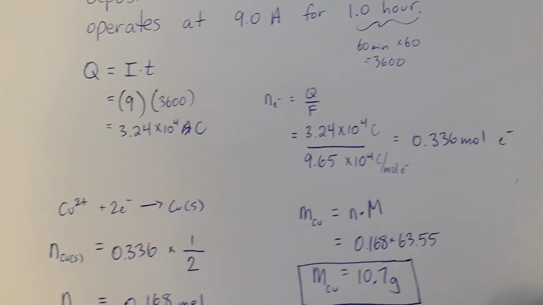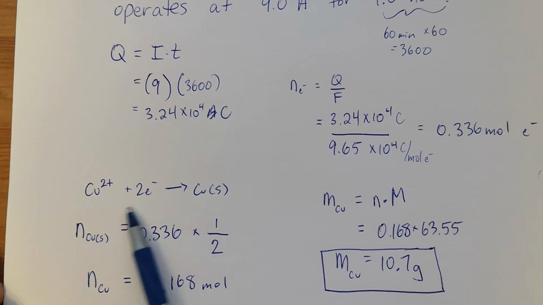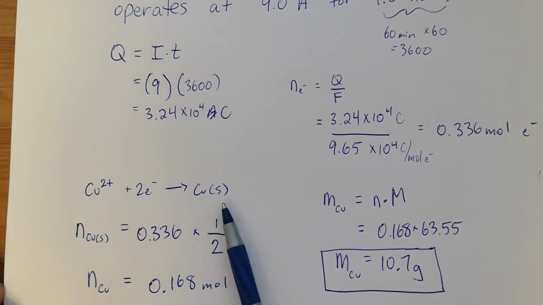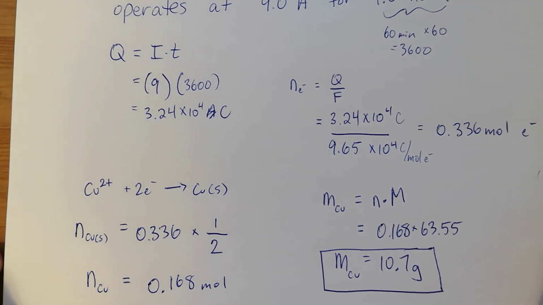Okay, then we applied the molar ratio. In this half reaction, this is the half reaction responsible for copper being formed at the cathode. The number of moles of electrons transferred multiplied by that molar ratio tells us the number of moles of copper produced. And then it's just simple stoich. Number of moles times molar mass gives you the mass. Okay, so this cell operating for an hour is going to produce just about 11 grams of copper.